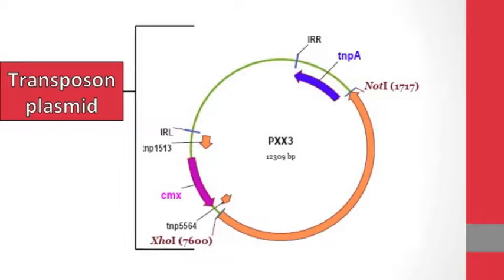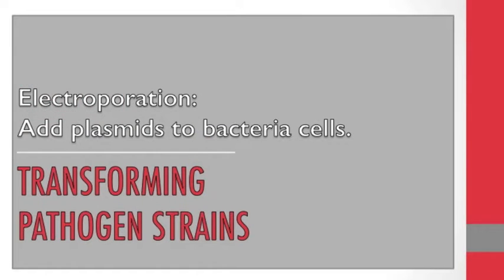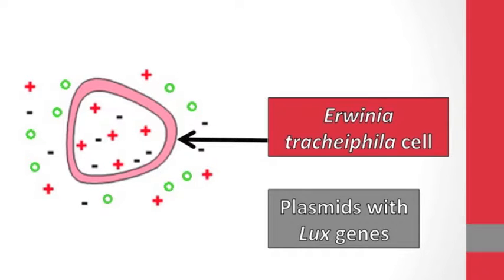Transposon plasmids are DNA molecules that carry specific genes. For our purpose, the plasmid molecules carry the lux operon, a cluster of genes that cause bioluminescence. This is an image of an Erwinia tracheiphila bacterial cell surrounded by plasmids that contain lux genes.